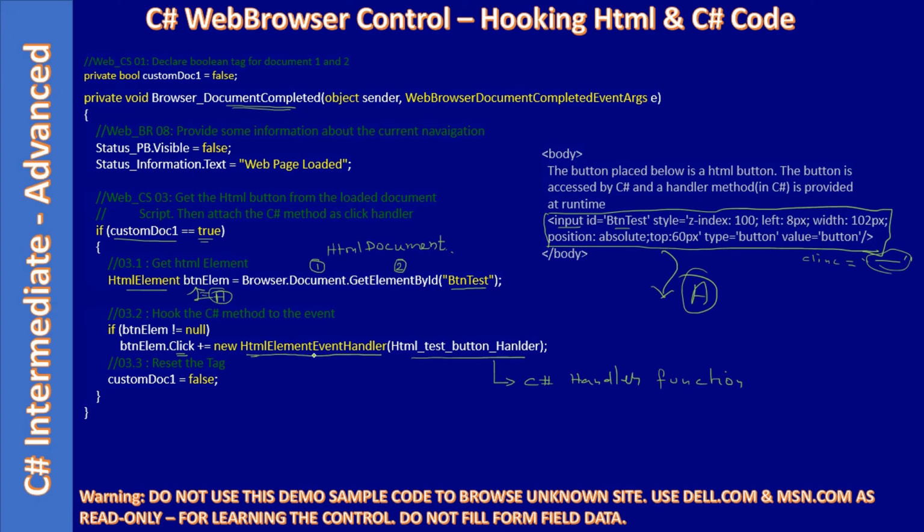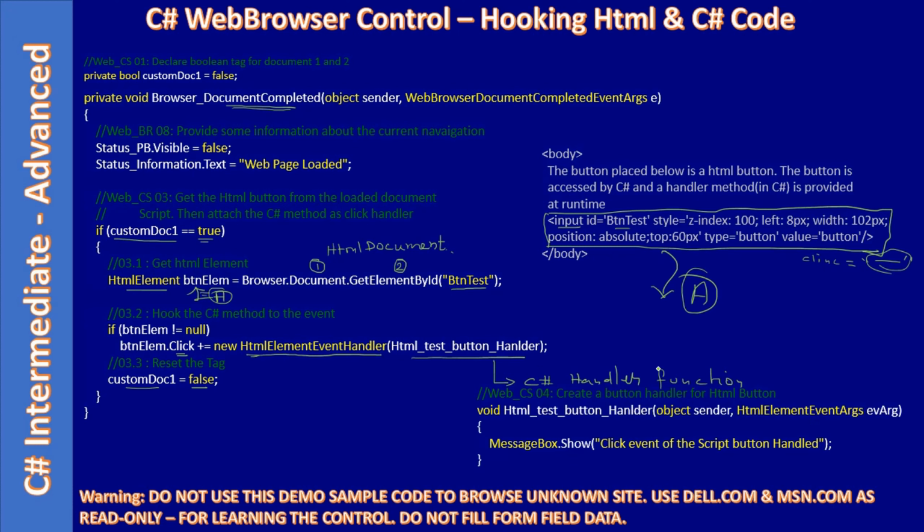So these are all the event and delegating techniques. Click is the event. The event domain is the HTML button, and the handler is in C#. HTMLElementEventHandler, and we provide the handler method here. We are attaching the handler at runtime. Alright, then after this work is done, we are setting custom doc1 to false. Now let's look at how this handler function looks, and this is our handler function. And if you see, this is what we are trying.